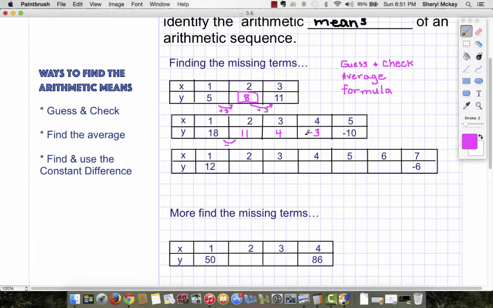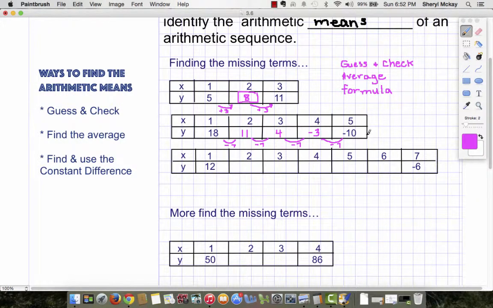So let's see if that works. Do I have a common difference? 18 to 11 is minus 7. 11 to 4 is minus 7. 4 to negative 3 is minus 7. So you can see that I'm figuring out that my common difference is minus 7. So that works as well if I can do these averages like this.